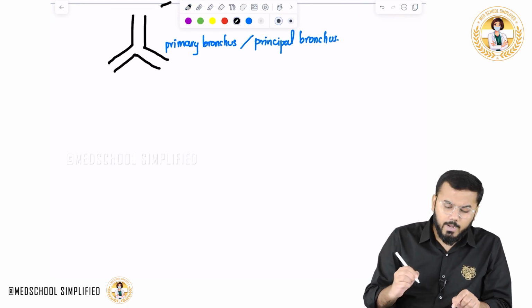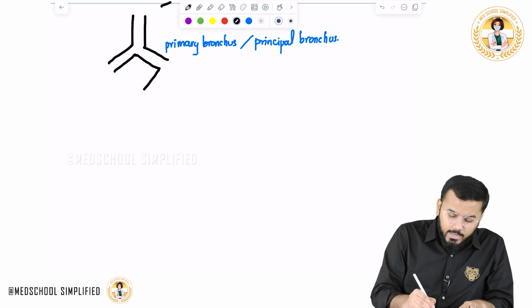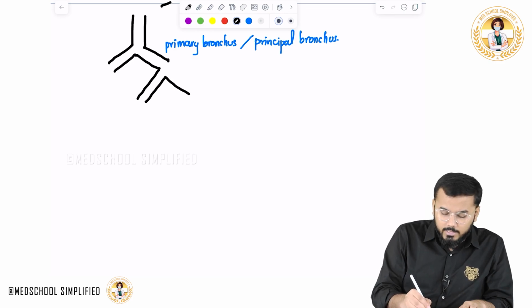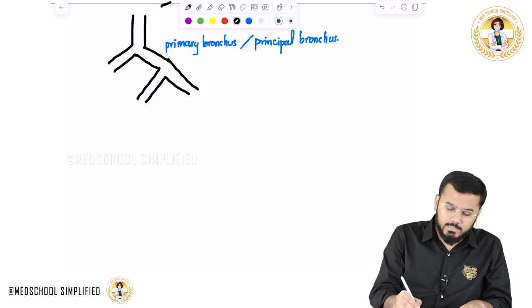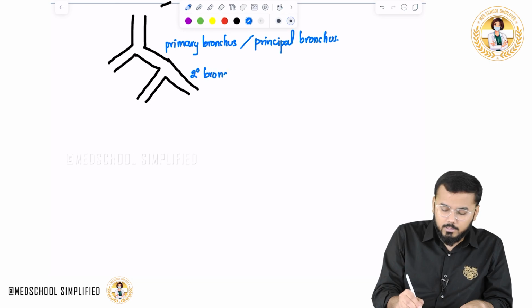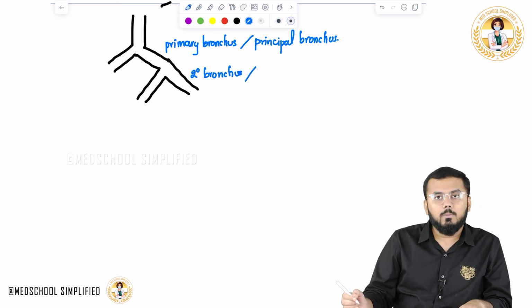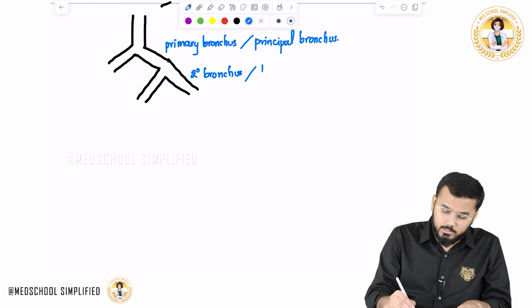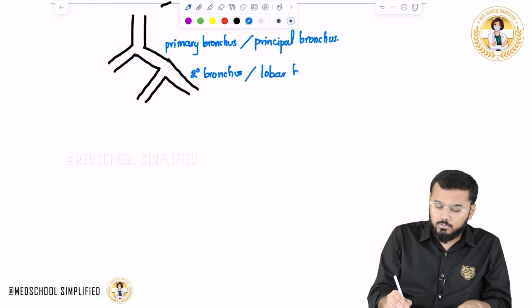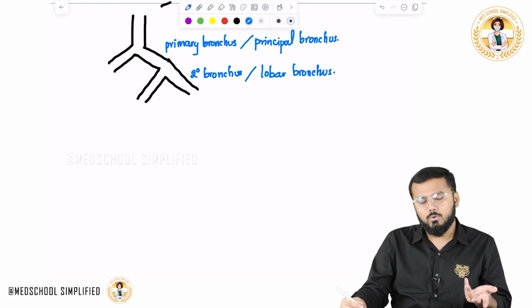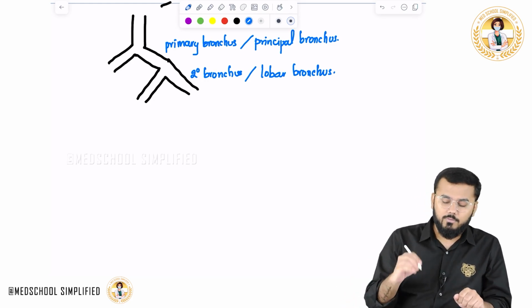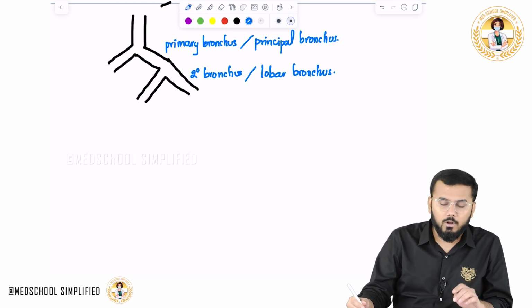After that, this primary bronchus divides again into two important things. After primary, what do we have? Secondary. So this is called the secondary bronchus. What is the other name for this secondary bronchus? Lobar bronchus. This is something that you just have to remember, guys. Revise it again and again, only then you will understand. If you keep on framing mnemonics, it will be a lot again.